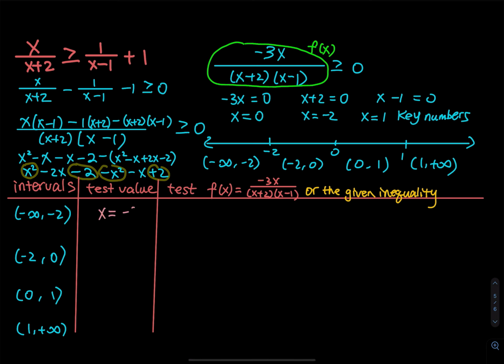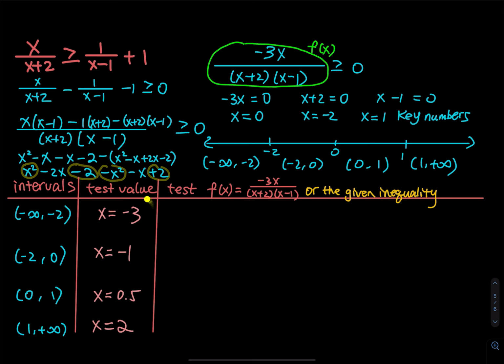X equals negative 3, just pick a value within the interval. X equals negative 1. X equals, this one you have to pick 0.5. And then this one I will just pick x equals 2. And then I claim this to be my fraction.